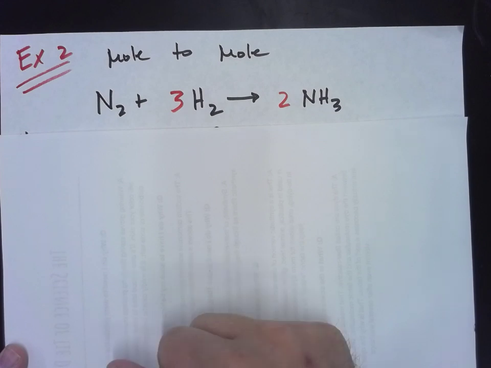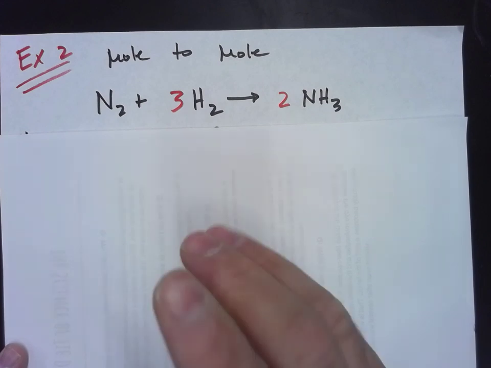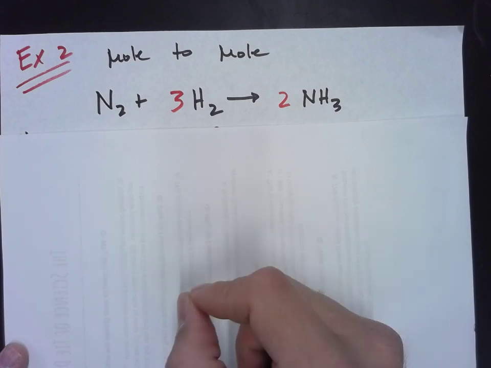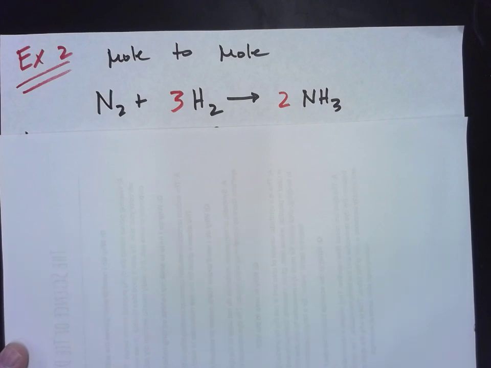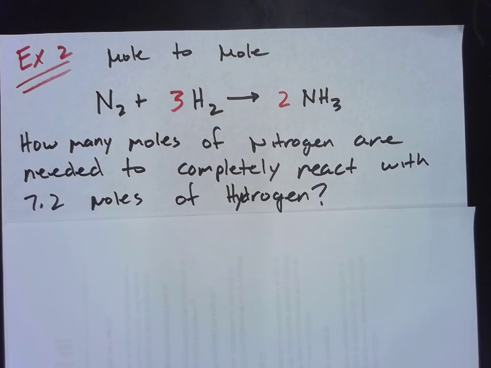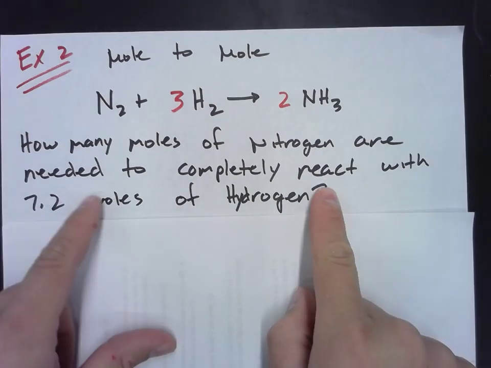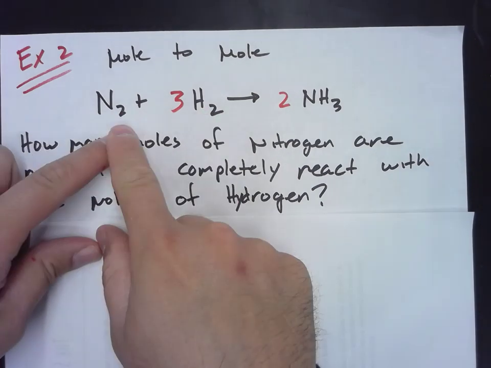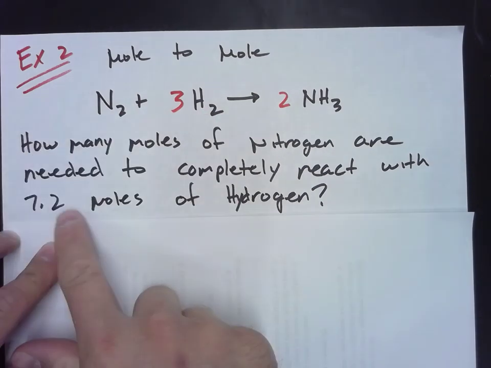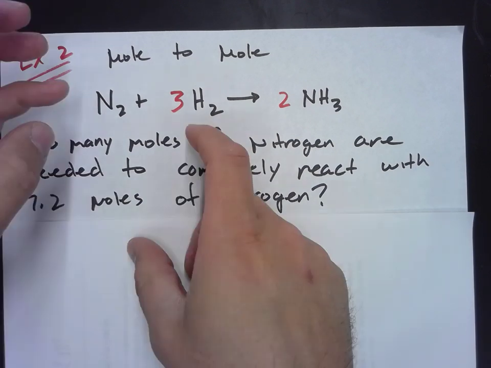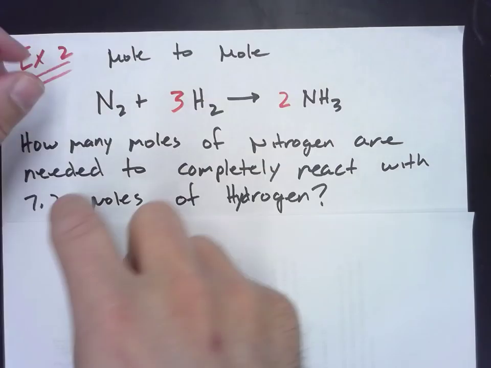Unfortunately, most of the word problems that you're going to get are not going to be that straightforward in terms of their language. They'll write it in a scientific type of language, so it'll sound more like this. How many moles of nitrogen are needed to completely react with 7.2 moles of hydrogen? Now think about what they're saying. Needed to completely react. What they're really asking you is, how many moles of this stuff are needed to completely mix with this amount of hydrogen to form this? To completely mix, so there's going to be nothing left over.